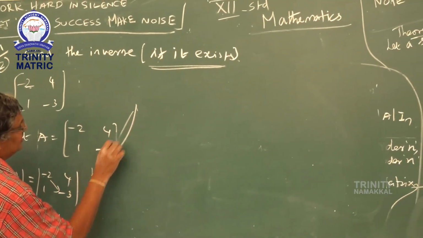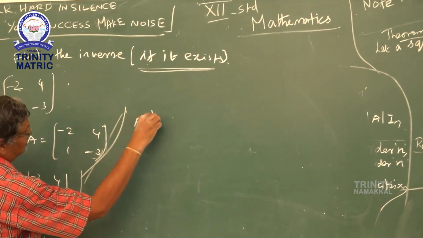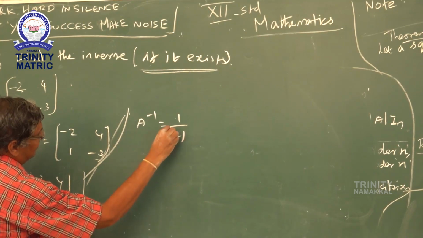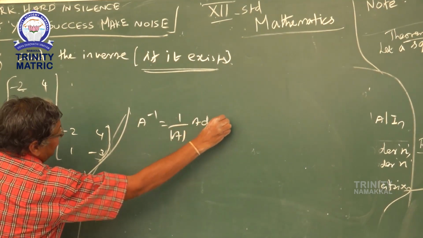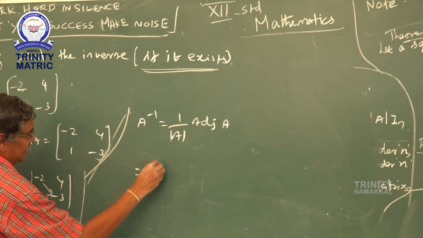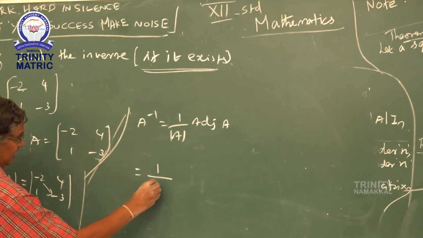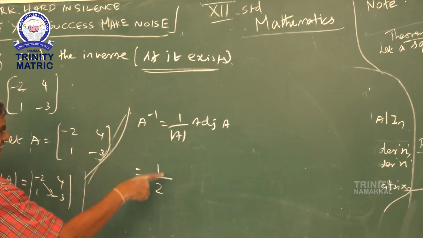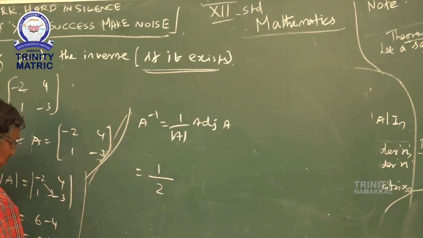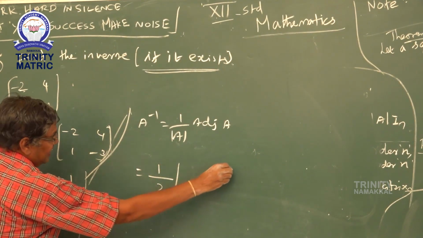What is the formula for that? A inverse is equal to 1 by determinant of A into adjoint A. For a 2 by 2 matrix, I already said it is easy to write the inverse. The determinant of A is 2, so I put 1 by 2 times adjoint A.